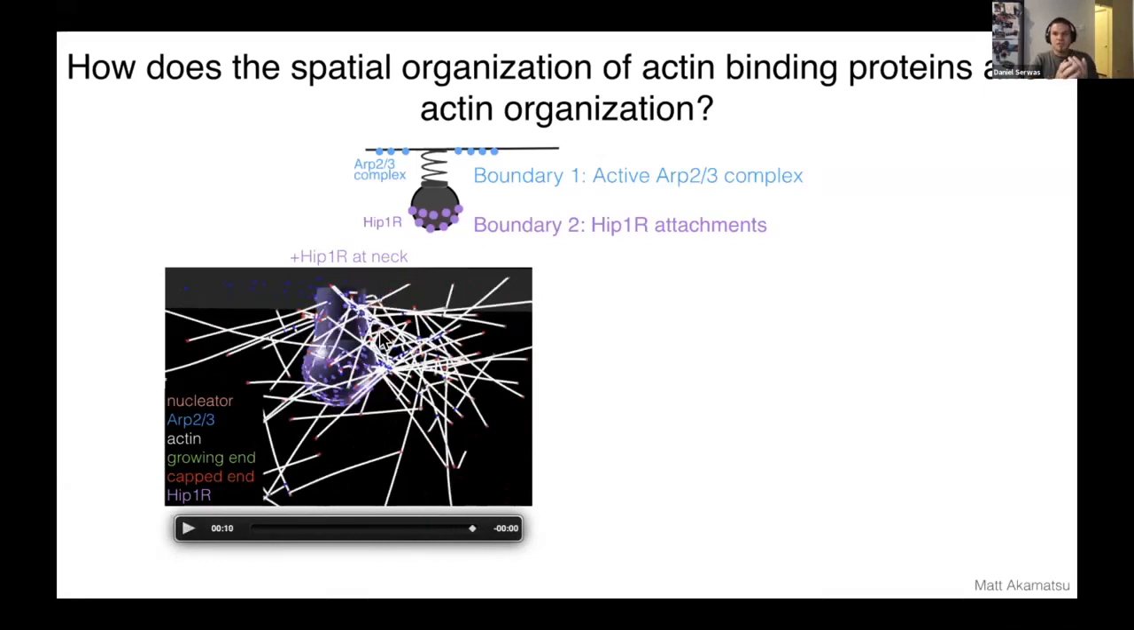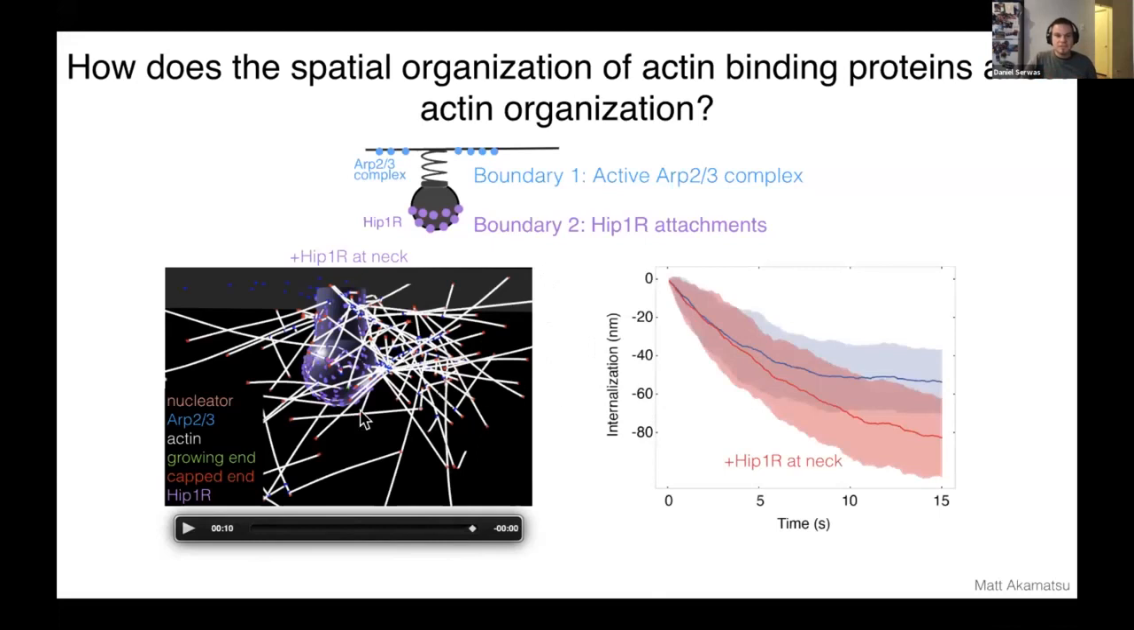where they potentially also produce a squeezing force that, besides aiding in internalization of this endocytic site, could now also help in squeezing the endocytic neck. Moreover, this neck localization also enhances or improves internalization efficiency by about 50%.